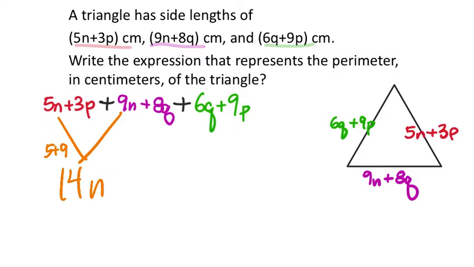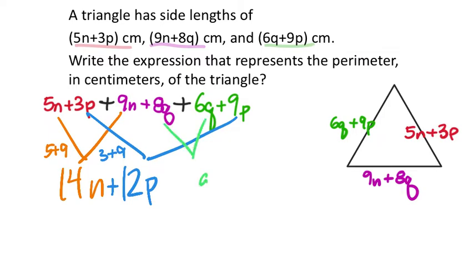And then I also have p terms. So I got 3 p's and then 9 p's over there. Those are all the p's that I see. So how many p's is that? Well, it's 3 plus 9, which would be positive 12 p's. And then our last term will be the q's. Okay, so how many q's do I got? It's 8 plus 6, which would be positive 14 q's.